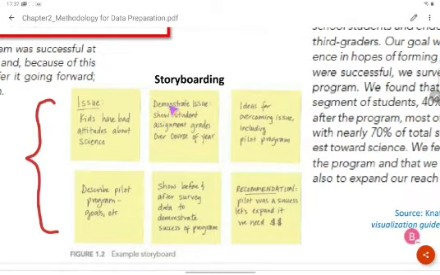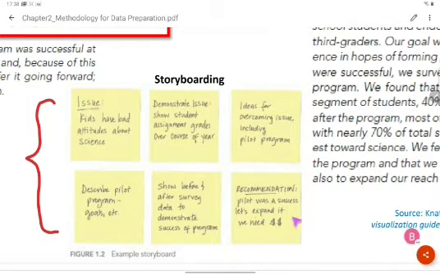And then demonstrate the issue: show how student assignment is created over the course of the year. And then ideas for overcoming the issues, including the pilot program that was mentioned. And then describe the pilot program goals. Okay, what is the goal of the program? And then show before and after survey data to demonstrate the success of the program.